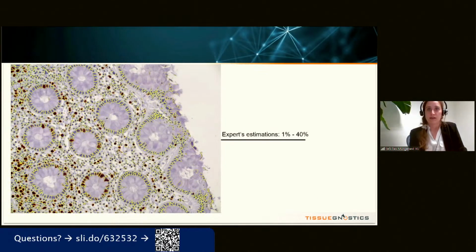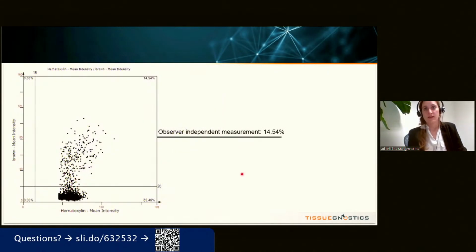So what tissue cytometry does is to avoid estimations. With, for example, the single cell analysis algorithm from TissueGnostics, we can segment and detect the cells based on hematoxylin staining and then assess the expression of the markers within those cells. When we analyze exactly that image with our image analysis software, we then get this type of data readout. On the x-axis, we see the intensity of blue hematoxylin staining. On the y-axis, the Ki67 brown staining intensity. Each dot represents a cell, and the further up the dot is, the stronger is the brown staining, so the higher is the Ki67 expression within this cell. Here we have a cutoff. Here, 14.54% of the cells are Ki67 positive.